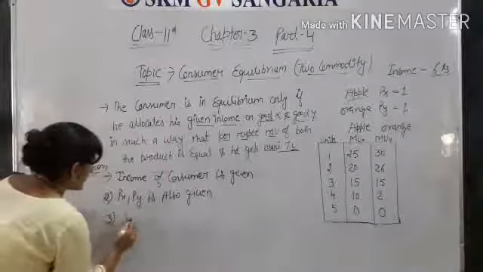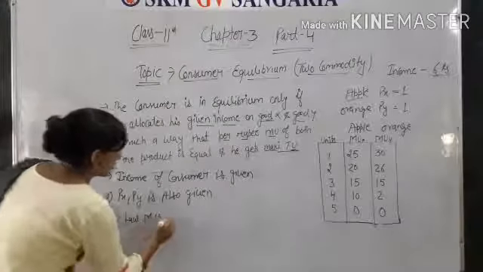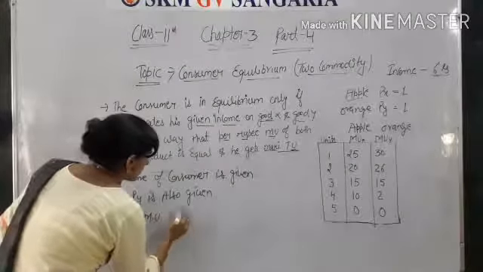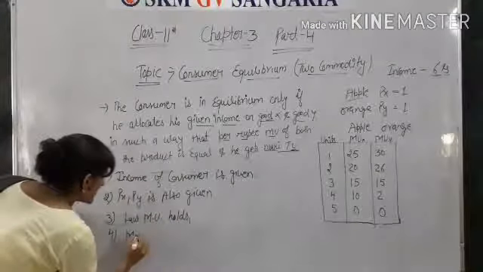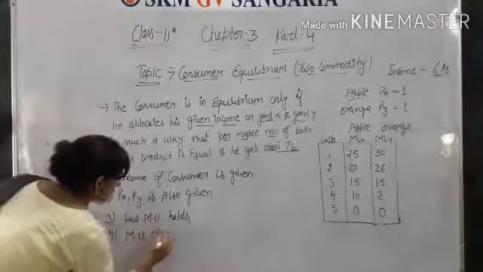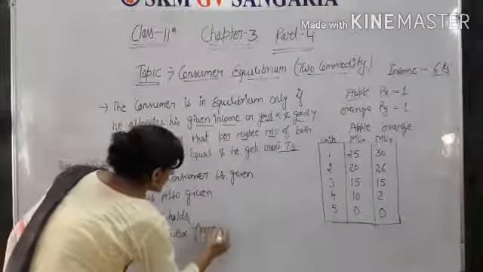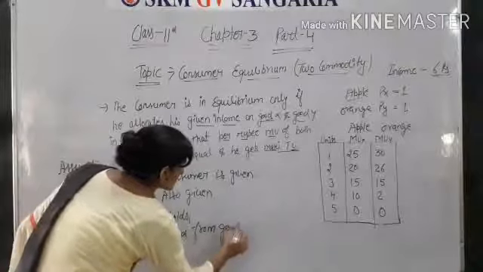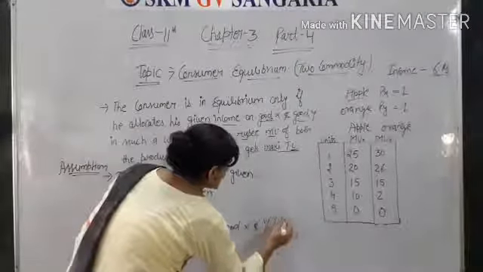Love diminishing marginal utility hold. Okay, that marginal utility derived from good X and Y is decreasing.